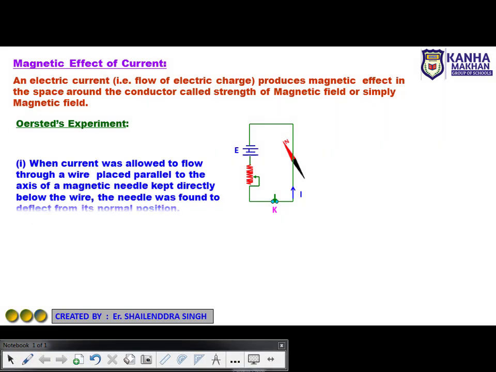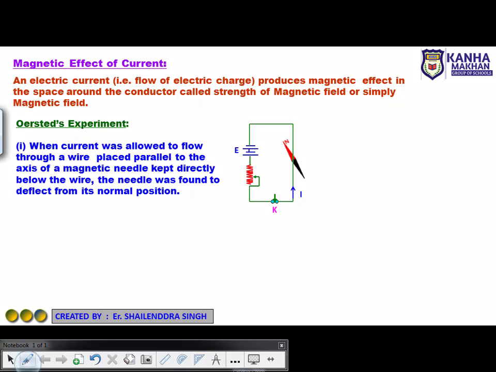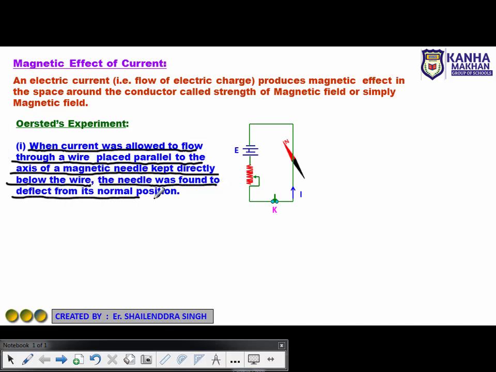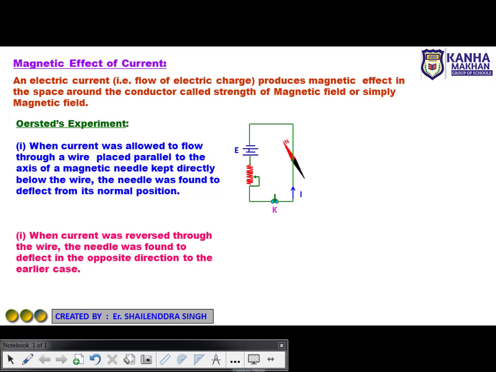So what is the Oersted experiment? Just observe here. It is given that when current was allowed to flow through a wire placed parallel to the axis of a magnetic needle kept directly below the wire, the needle was found to deflect from its normal position, as was observed 2 minutes ago. Then the current was reversed through the wire. In that particular condition, the needle was found to deflect in the opposite direction to the earlier case.